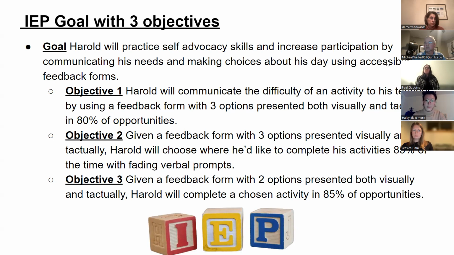For our second objective, we want Harold to choose where he would like to complete the activity in the hopes that it will increase his participation in his classes. So he can choose to do his activity at his desk, facing a wall, or in a separate room entirely, wherever that may be. And for our third objective, we would like Harold to choose between 2 different activities, once again, to try to increase his participation. And these will also be presented visually and tactually. Next slide, please.